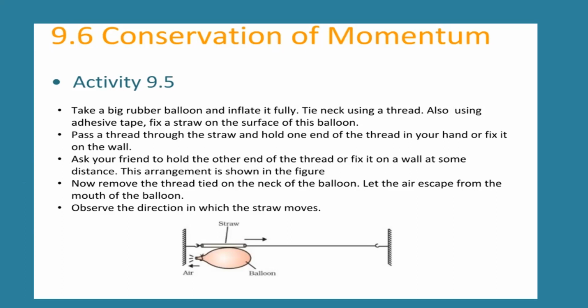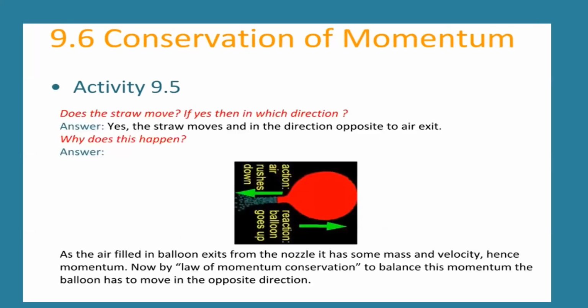Now remove the thread tied on the neck of the balloon. Let the air escape from the mouth of the balloon. Observe the direction in which the straw moves. Now, does the straw move? If yes, in which direction? Of course, yes, the straw moves in the direction opposite to where the air exits.